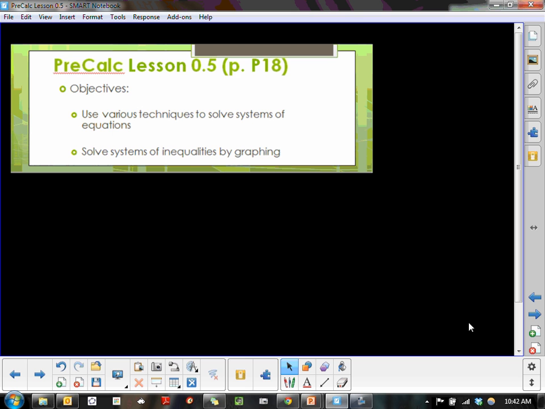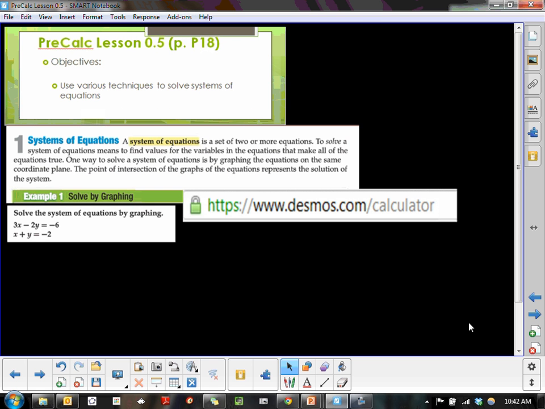So there are several things here we're going to review. They are things that we've had in the past. The first one that we're going to review is solving a system of equations by graphing. Just a little quick background, a system of equations is a set of two or more equations. Whenever you have two variables, you have to have at least two equations to get them solved.